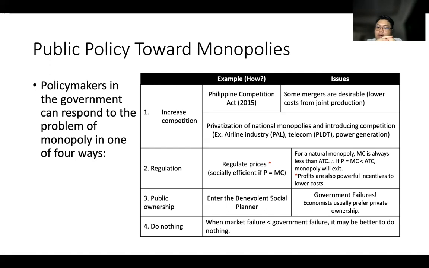But of course, there are issues, right? Government failures. That's why economists would usually prefer private ownership, because government failures tend to become greater than the market failures themselves. And lastly, do nothing. When market failure is less than government failure, it may be better to do nothing, right? So remember, there's a distinction between market failure and government failure, as was discussed earlier in the semester.